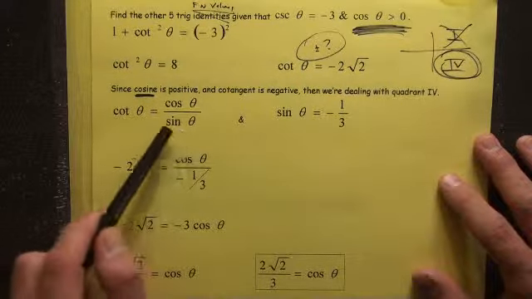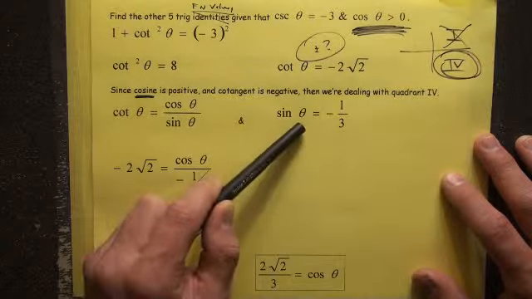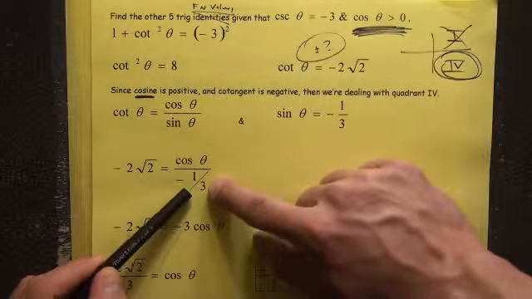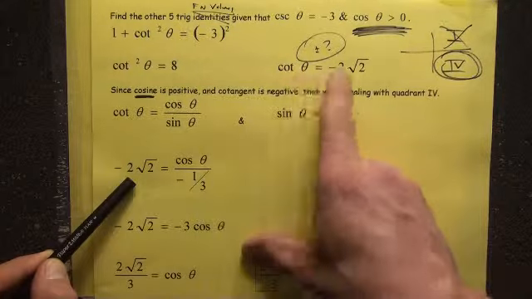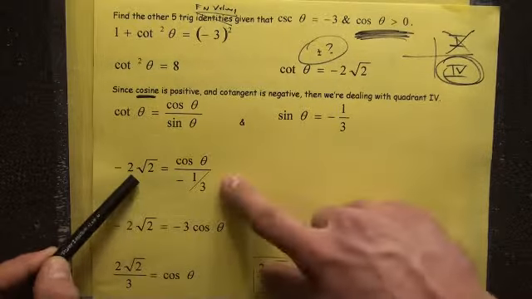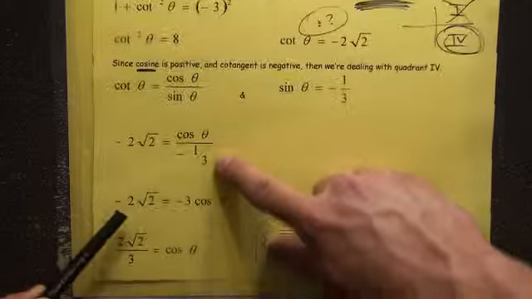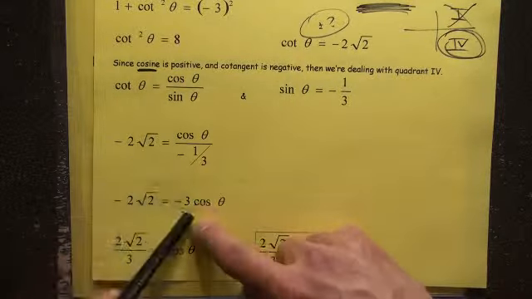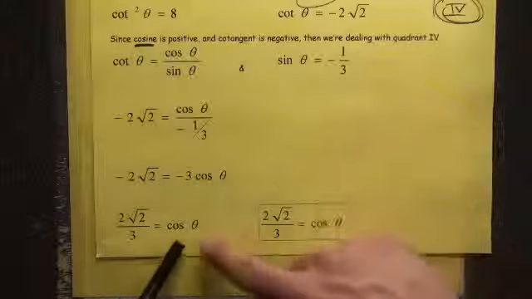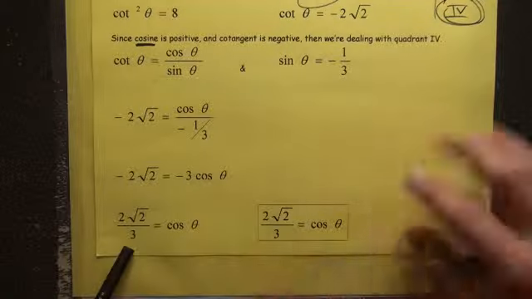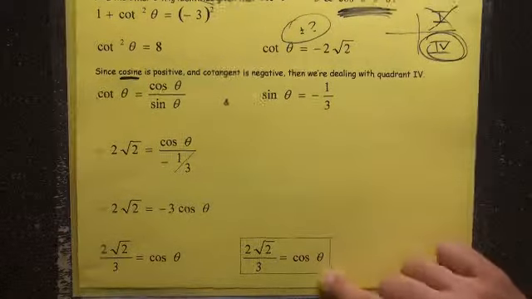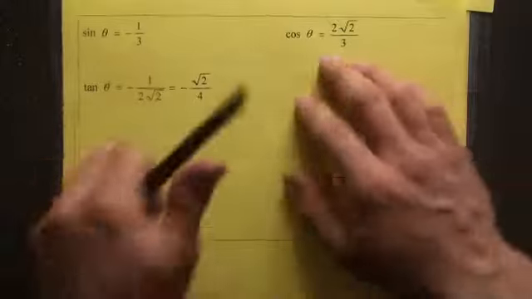So then, since sine theta is negative 1/3, we just plug negative 1/3 in for the denominator. All right. Then we plug in the negative 2 root 2 for cotangent. We multiply both sides by this fraction. Or in other words, move the 3 up here actually. Just move the negative 3 up there. Divide both sides by negative 3, and cosine is equal to positive 2 root 2 over 3. Bam!